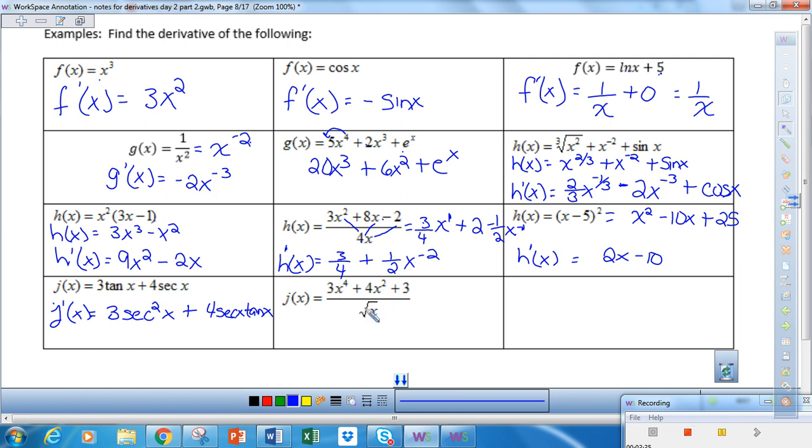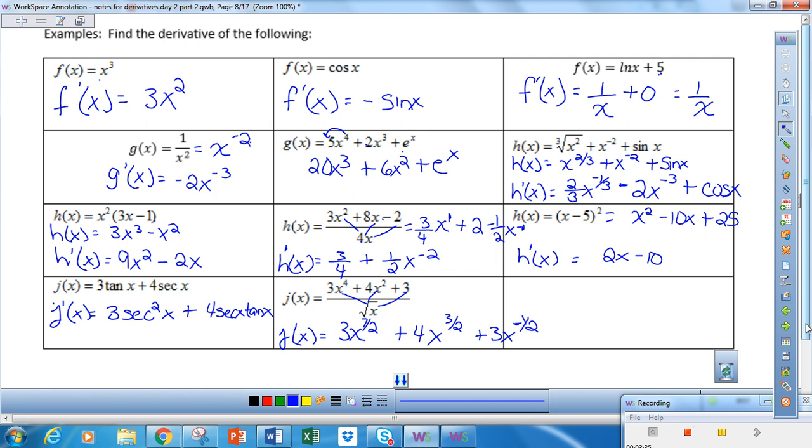Okay, the last problem. What we have to do with this one is we're really going to have to divide this through. So we're just going to use our algebra skills to divide this through. And I get j of x is equal to 3 over 4. I'm sorry, I don't know where I got that 4 from. I just made it up. Is equal to 3, and we subtract exponents, so I have 4 minus a half, which is 7/2, plus 4, 2 minus a half is 3/2, plus 3x to the negative 1/2.